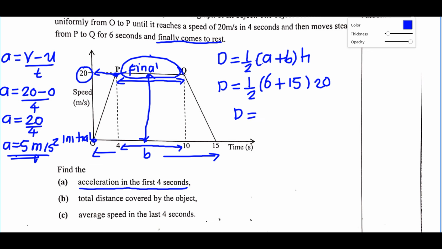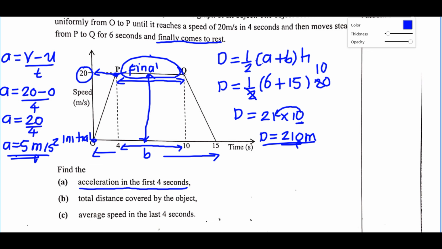So we know that 2 here is 1, 2 here is 10. So 15 plus 6 will give us 21 times 10. So how do you multiply numbers like this? Whenever you have a number with a 0, like 10, 100, you just add a 0 to this number. So this becomes 210 meters as our total distance.